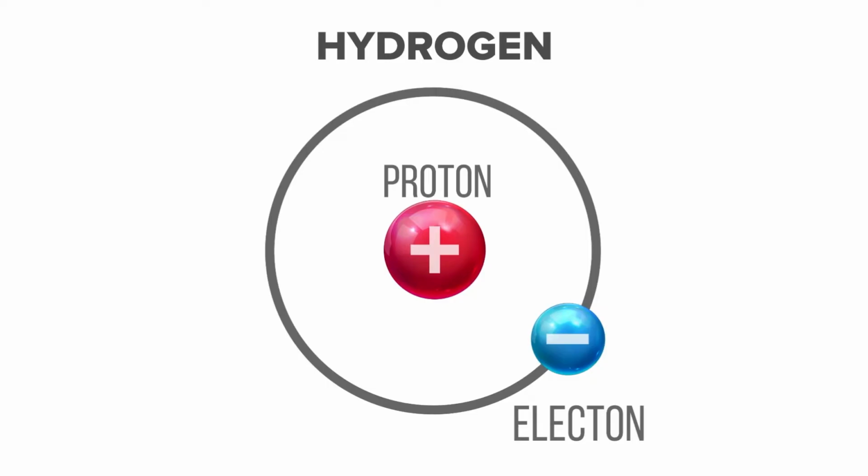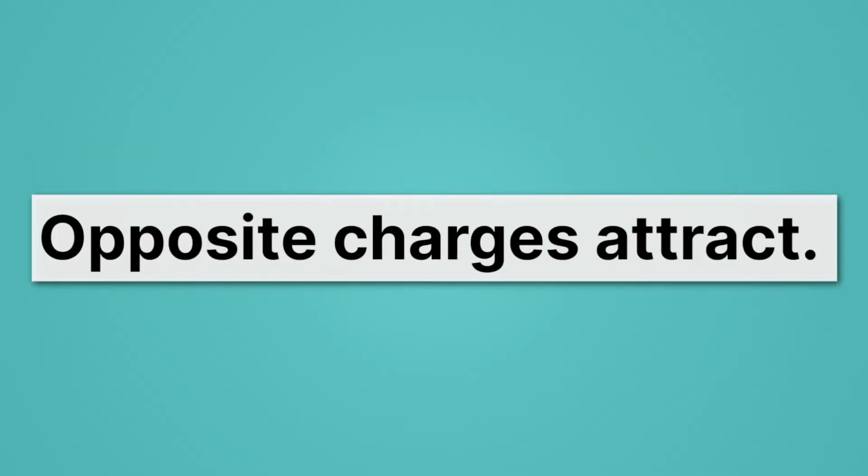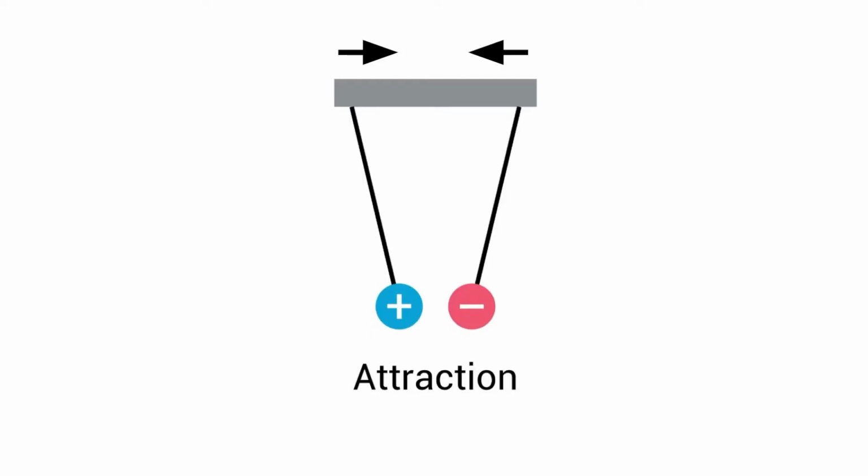In the center of atoms are protons. They're positively charged. Orbiting around them are electrons, and they're negatively charged. Because of that opposite charge, they're attracted as well, and they stay together. Remember, atoms are made of protons and electrons. They have opposite charges, and opposite charges attract. So if we have a positive and a negative charge, they will move towards each other.